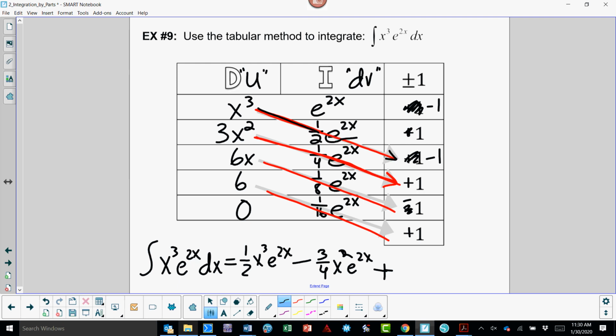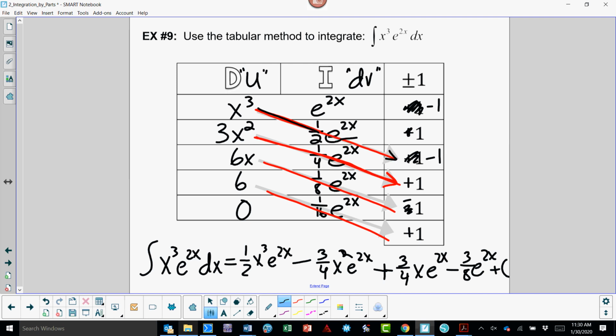So 6/8 is 3/4 x e to the 2x, minus, because that's the next sign, and then 6/16, which would be 3/8 e to the 2x, plus C. Don't forget your plus C, always there at the end.